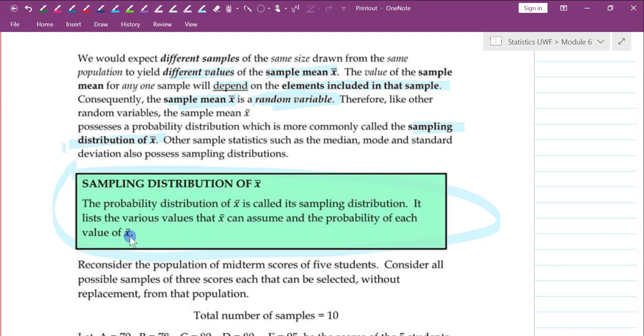outcome of x bar is going to be listed, and we're going to make a frequency distribution, and that frequency distribution has a special name. It's called the sampling distribution of x bar. So this is nothing more than a frequency distribution of all the possible values that x bar, the means, could assume, based on a fixed sample size.